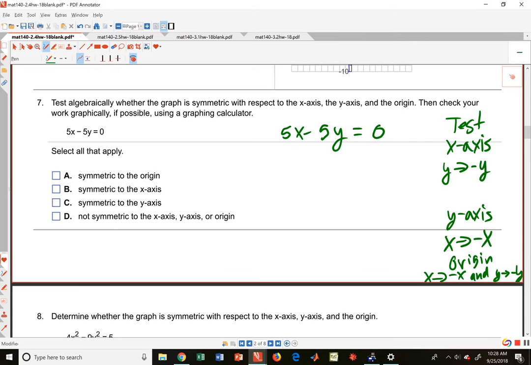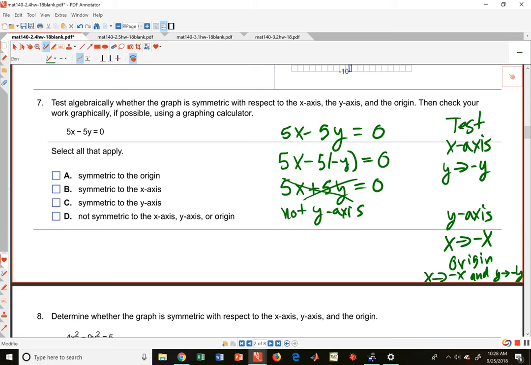Let me show you what I mean. So 5x minus 5y equals 0. If we replace the y with a negative y, then it does actually change the equation. It becomes 5x plus 5y, so this is not x-axis symmetric. If we replace the x with a negative x, then we have a problem there as well. It changes to negative 5x minus 5y, and so that is not y-axis symmetric either.